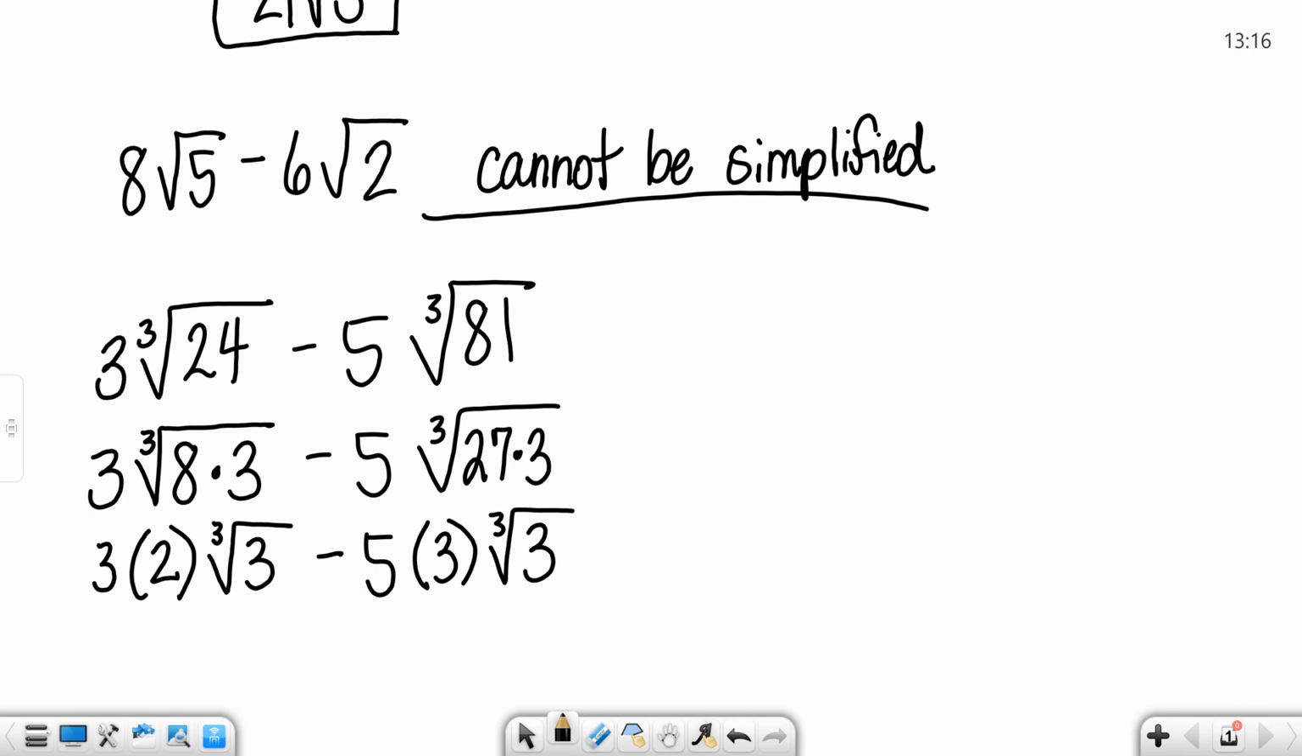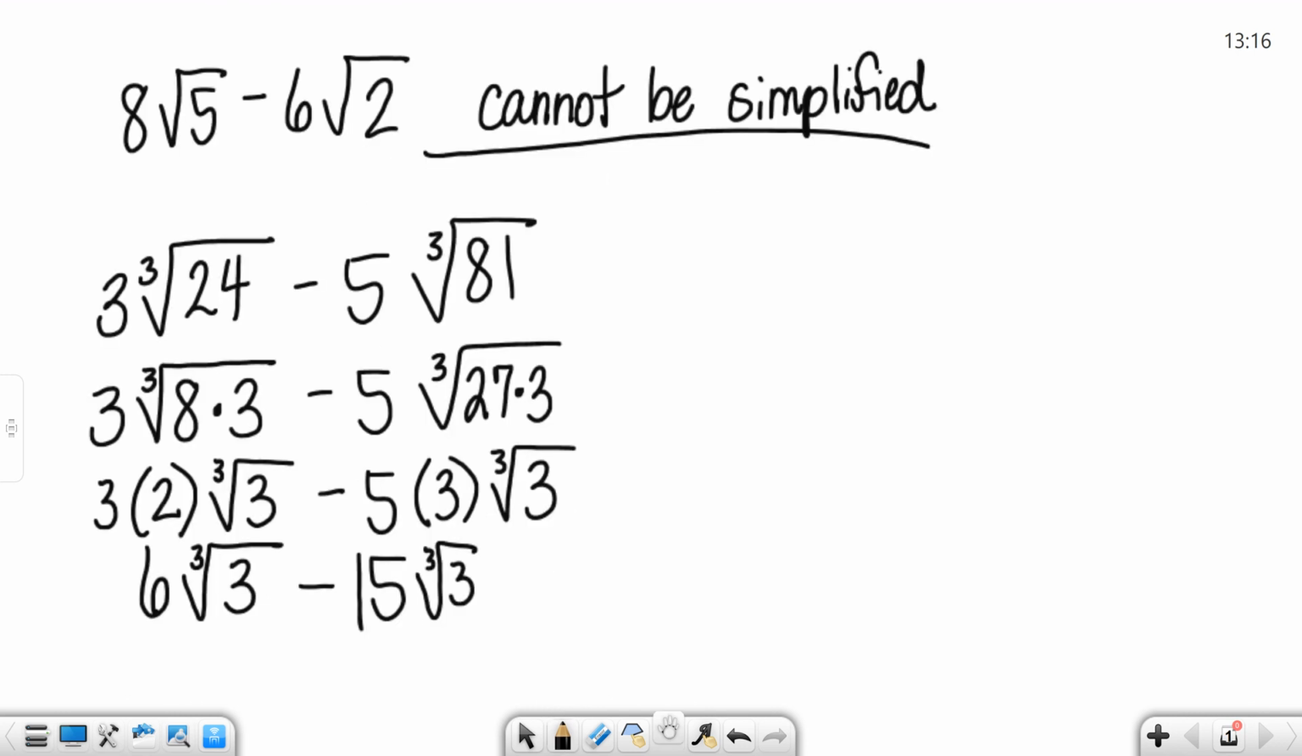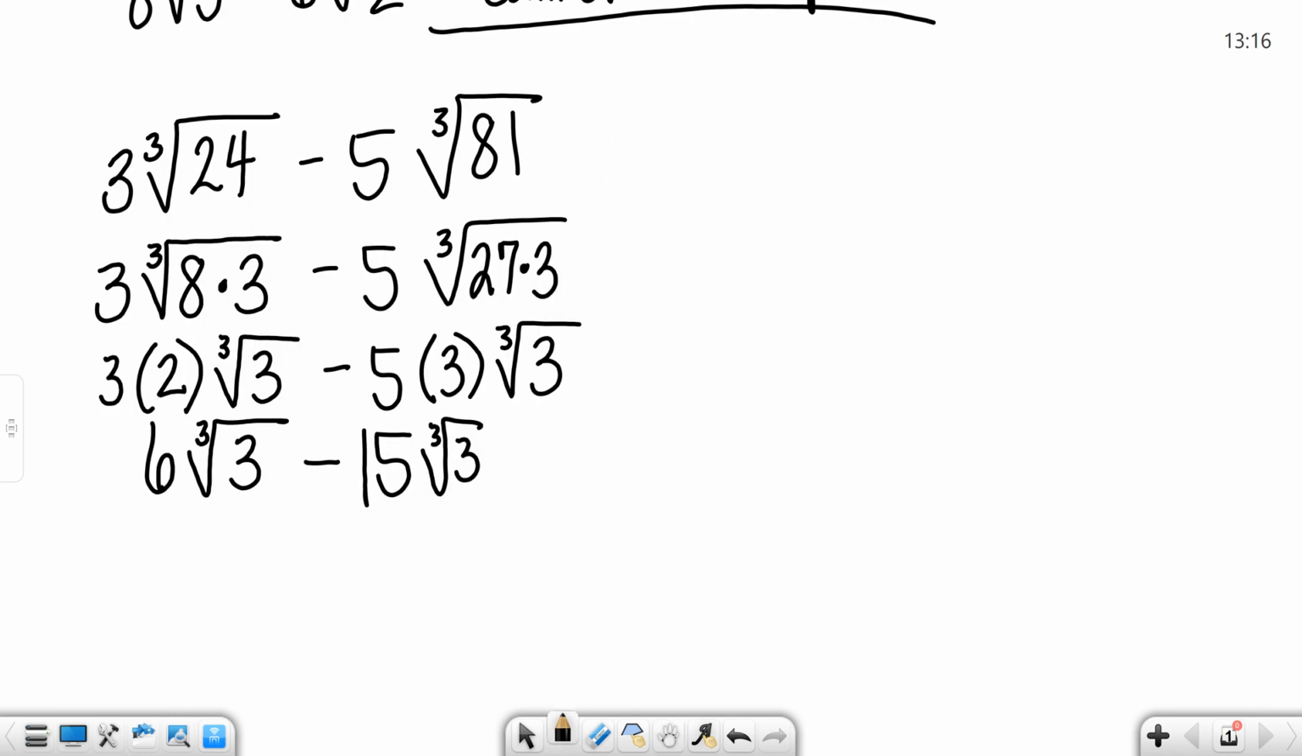So when I pull those numbers out, I multiply. I don't always show this 3 times 2 sitting here. I just wanted to show you one more time. So I end up with 6 times the cube root of 3 minus 15 times the cube root of 3. Don't forget your root. Now they are like terms, and I can subtract, and I get negative 9 times the cube root of 3. That would be my answer.